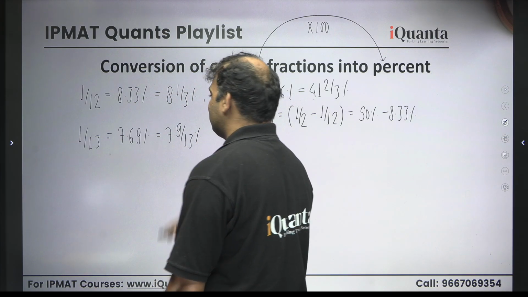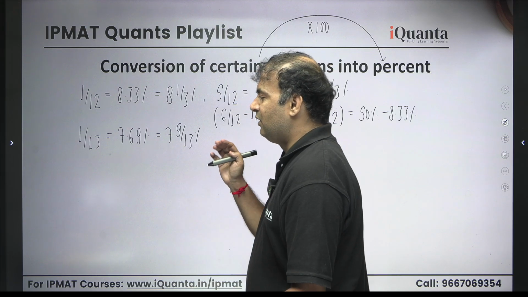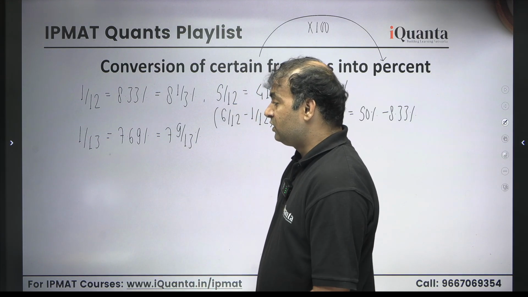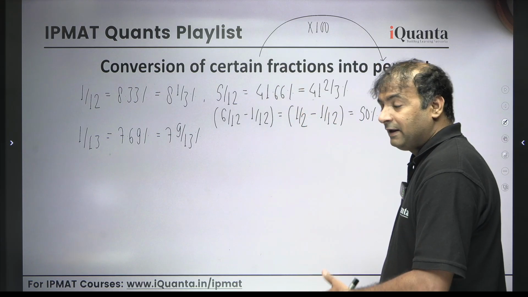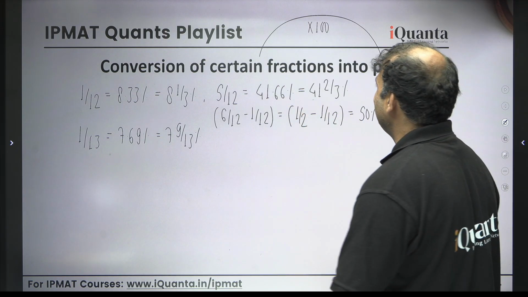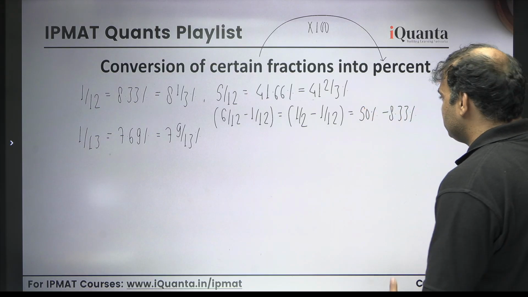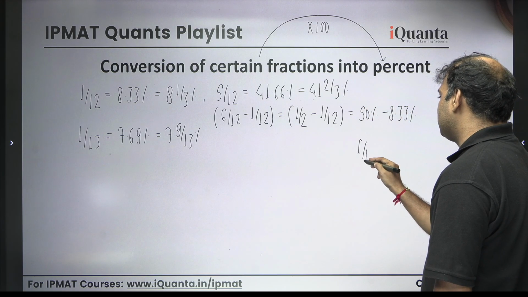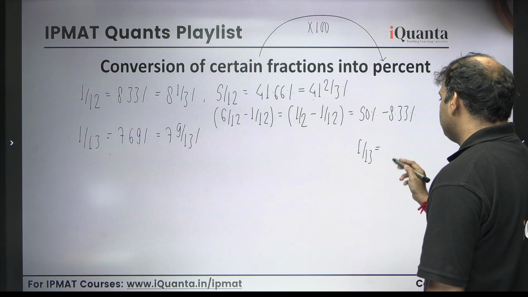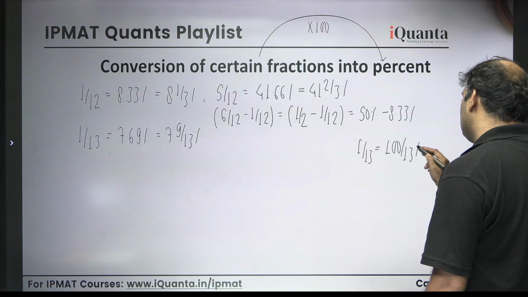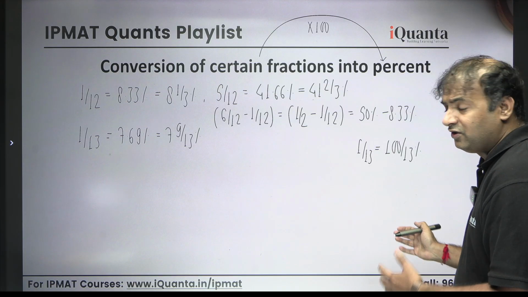Now, I'm telling you the trick for all of these conversions, whether they are simple or not. Again, a very interesting trick. And remember, guys, this is just a trick, no logic, no concept. So what is the trick? See guys, usually when we convert a fraction into percent, we multiply by 100, right? So it must be 100 by 13. 1 by 13 into 100 is 100 by 13, obviously.